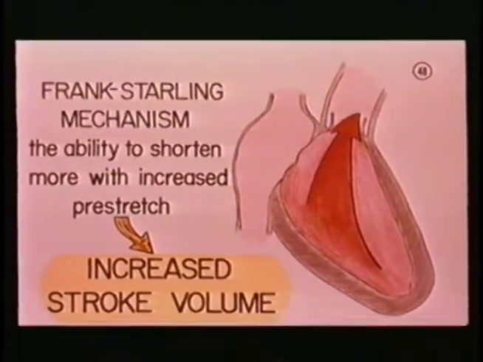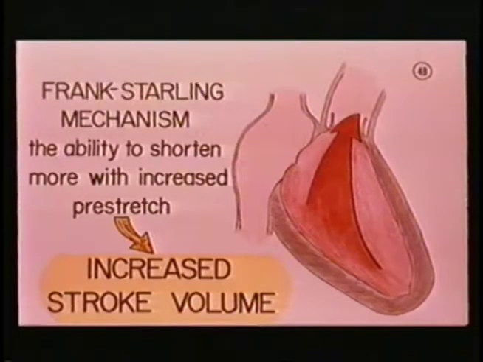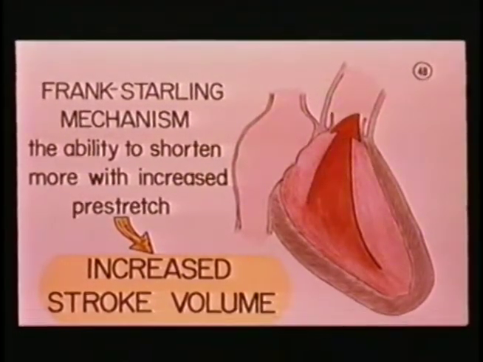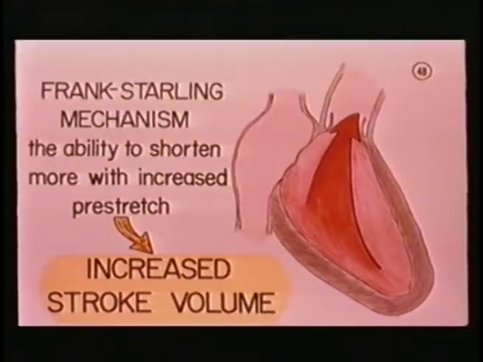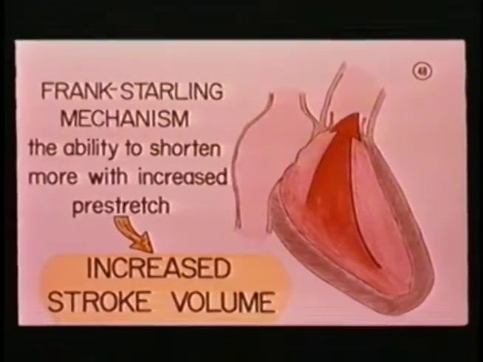Translating this principle to the heart, we see that one way of increasing the stroke volume is to pre-stretch its fibers by distending it with more blood. The ability to shorten more with increased pre-stretch, which results in an increased stroke volume, is known as the Frank-Starling mechanism. It is one of the fundamental properties of heart muscle.